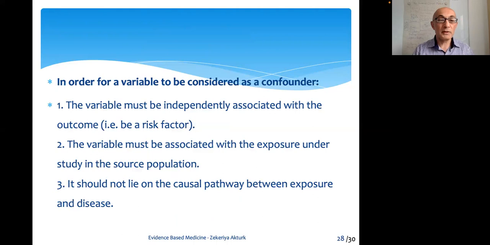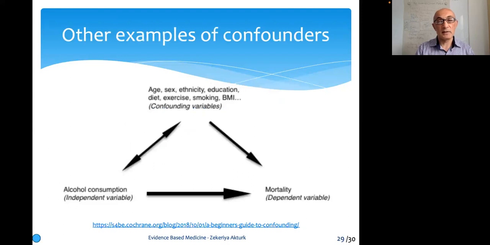If we put what I said in the previous slide into points. First, the variable must be independently associated with the outcome to be a confounder. Second, the variable must be associated with the exposure under study in the source population. And third, it should not lie in the causal pathway between exposure and disease.